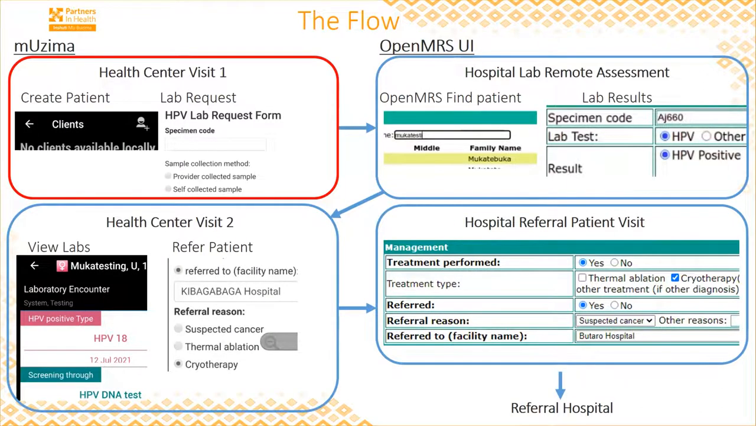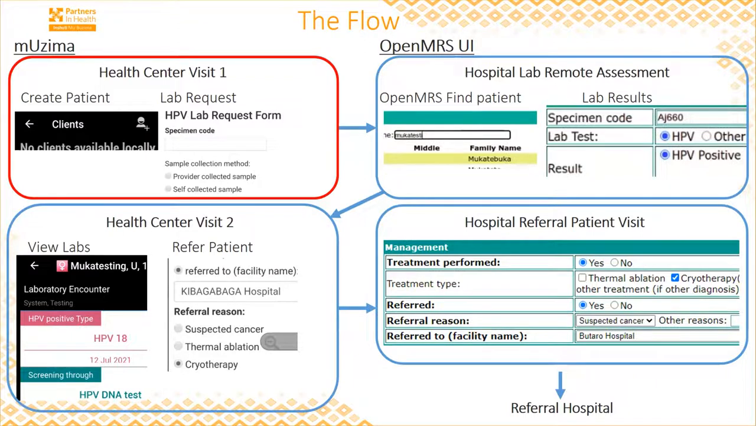Hi everyone, I'm Joshua. So we're going to take an example of a patient being screened for cancer. Let's take an example of a patient screened for cervical cancer. This patient is seen at the health center and created in Mzima, which is offline.